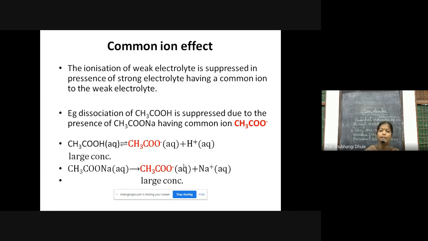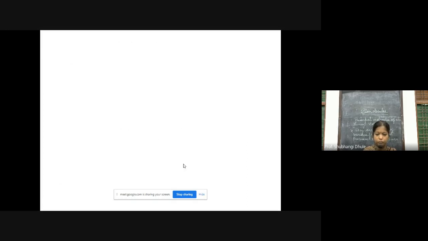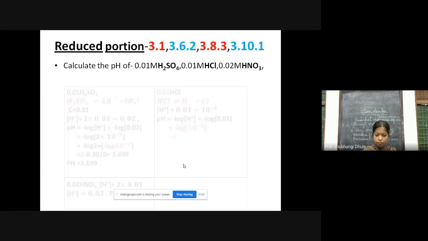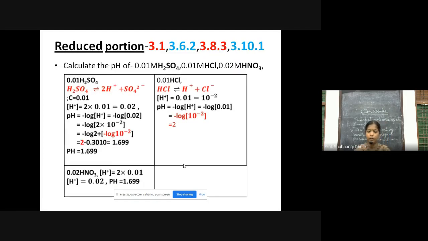You can also explain the same common ion effect with the example of NH4OH, the weak base, and NH4Cl, the strong electrolyte, that is the salt. In a similar way we can explain this, and they have the common ion, NH4 plus. So this is all about the common ion effect, and we have finished this chapter, ionic equilibrium.